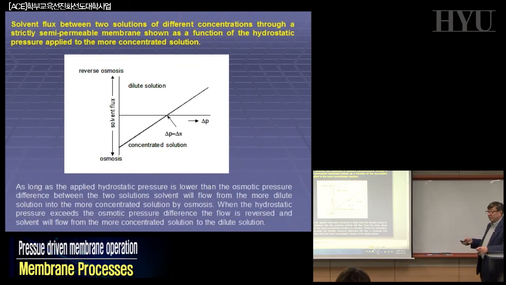If you plot the solvent flux across your membranes as a function of the hydrostatic pressure that you apply in the system, you always have this kind of behavior. And this is important because this behavior is telling you two things. If you want to operate in reverse osmosis, that means if you want to extract water from the sea, you always have to operate with hydrostatic pressure higher than the osmotic pressure difference.